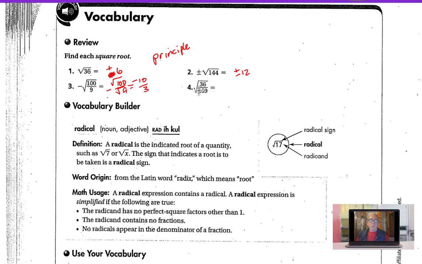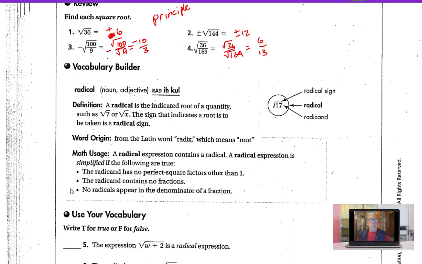Here we want the principal square root of 36 over 169. That's square root of 36 over square root of 169. Times tables help here. Square root of 36 is 6. Square root of 169 is 13. And these don't simplify.